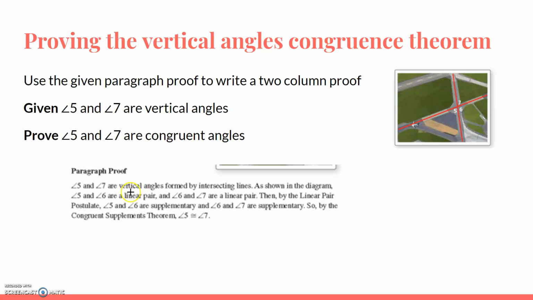Alright, so let's take a look at our paragraph proof. It says angle 5 and 7 are vertical angles formed by intersecting lines, as shown in the diagram. Angle 5 and 6 are a linear pair, and angle 6 and 7 are a linear pair. Then by the linear pair postulate, angle 5 and 6 are supplementary, and angle 6 and 7 are supplementary. So by the congruent supplements theorem, angle 5 and angle 7 are congruent. Now let's write this in a two-column proof format.